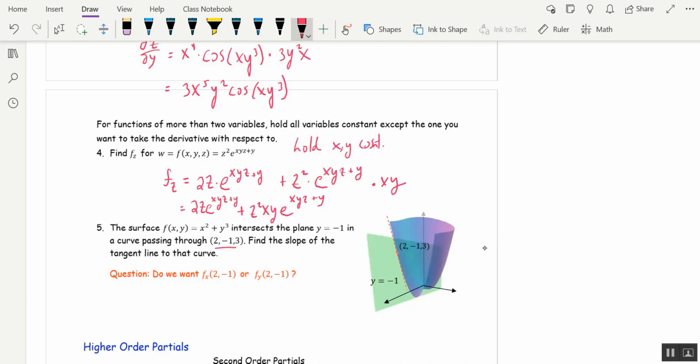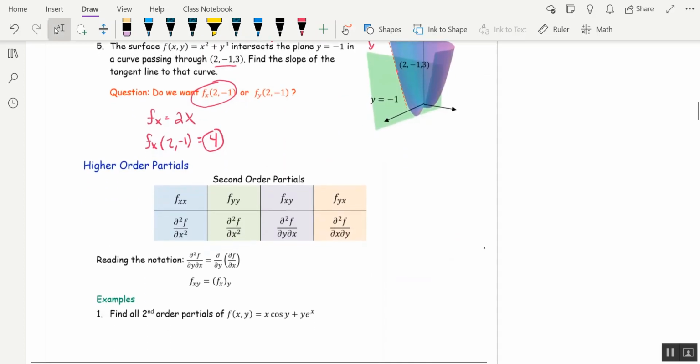Well, if we're holding y constant, that means we want f sub x. So let's find f sub x. That's pretty easy. It's just 2x. So f sub x at (2, -1), plug 2 in for x, we get 4. That's the slope of that line.